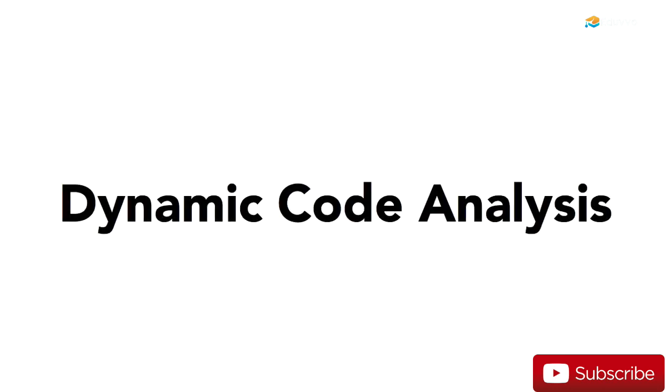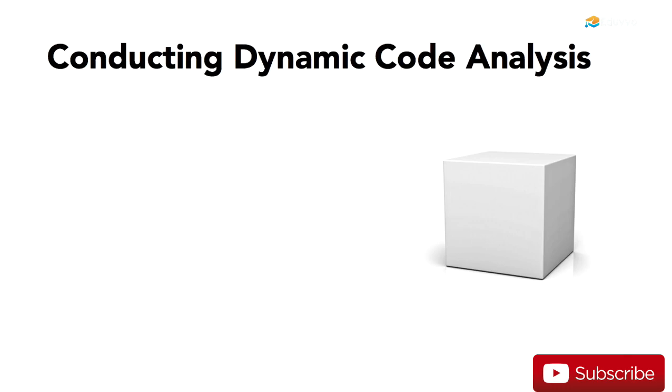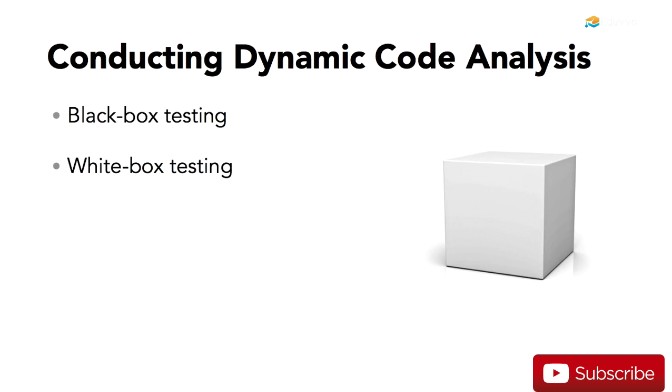Unlike static code analysis, dynamic code analysis tests software while it's running. Dynamic analysis can be done in two ways. One is black box testing, and the other is white box testing.